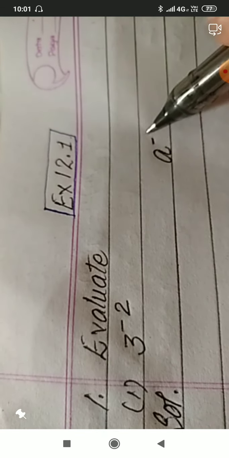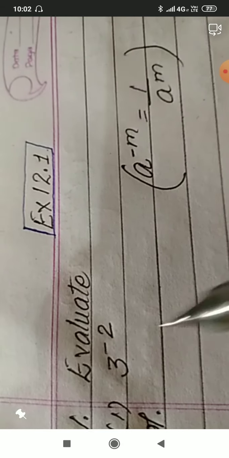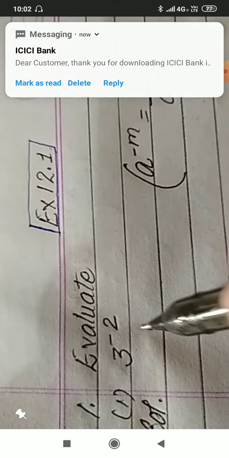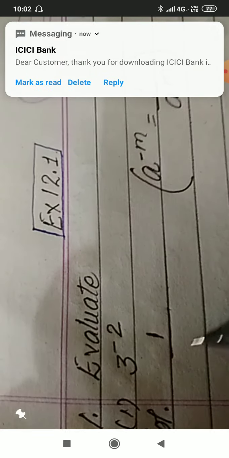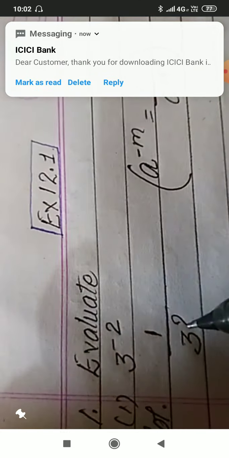3 to the power minus 2. So how to remove this negative sign from here? There we have discussed one law. If we write a to the power minus m, we can write it as 1 by a to the power m. So by using this law we can write here 1 by 3 to the power 2.